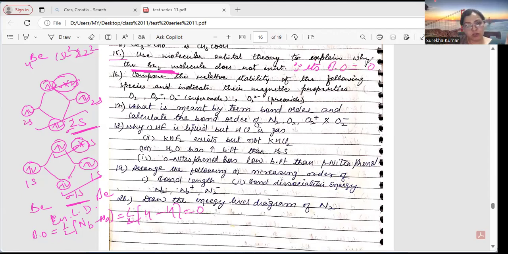This is the answer. You have to show the diagram and write down the bond order. It comes out to be 0 and you will say, yes, it will not exist.